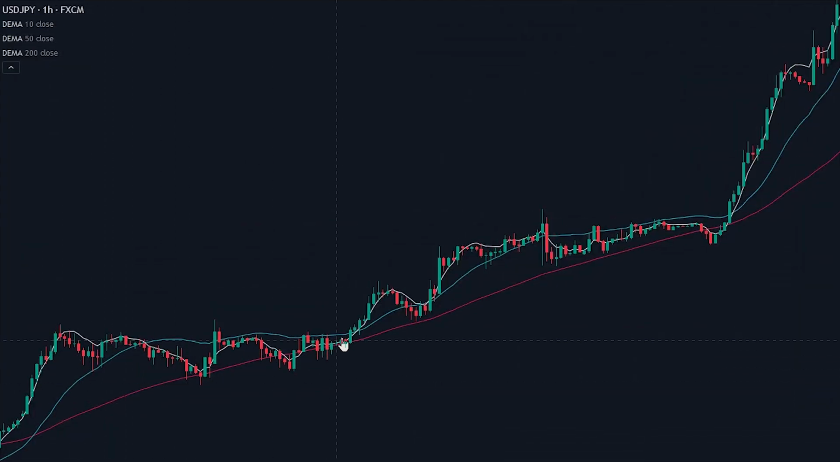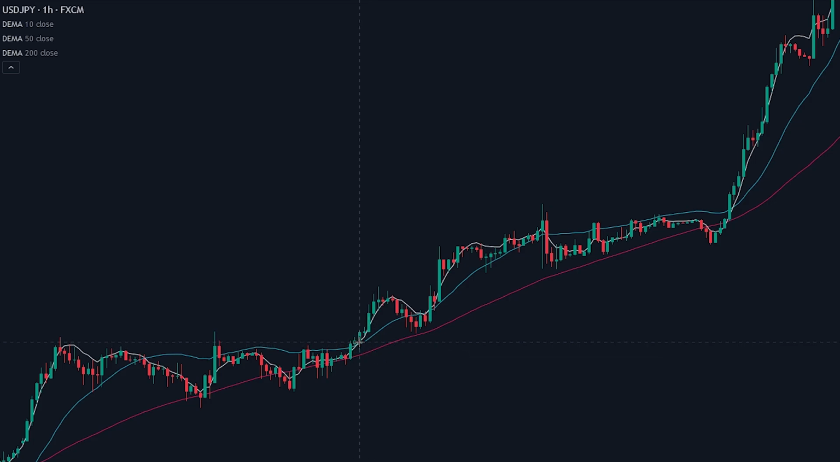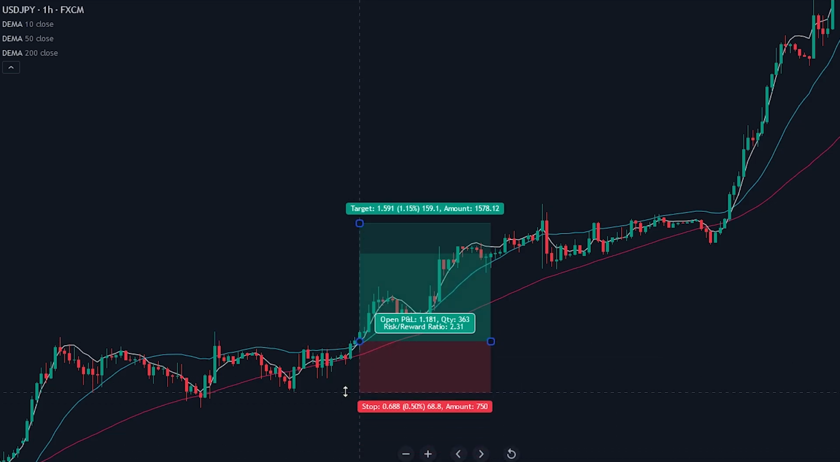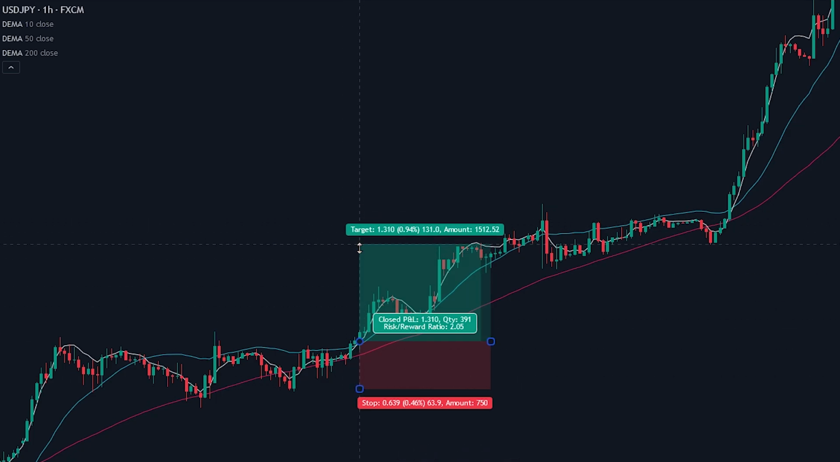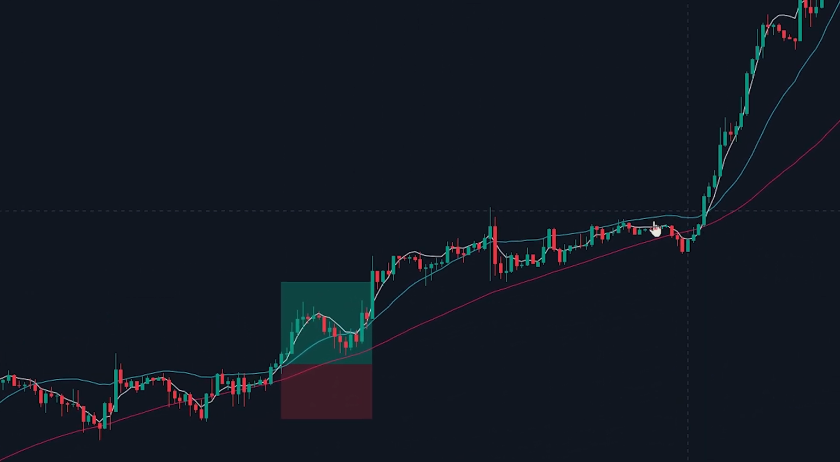The 10 and 50 period DEMAs are being used to identify potential buy and sell signals. When the 10 period DEMA crosses above the 50 period DEMA, it signals a potential bullish trend, and we will enter into a buy position. However, this must happen while the price is trading above the 200 period DEMA. As you can see, this is the case here, so let's enter into the position. If we take a look at the rest of the price action, we can see that other positions we could have entered in would have also been profitable.